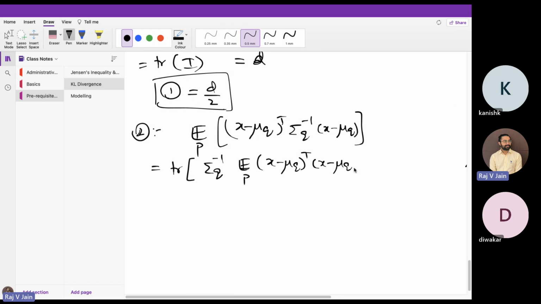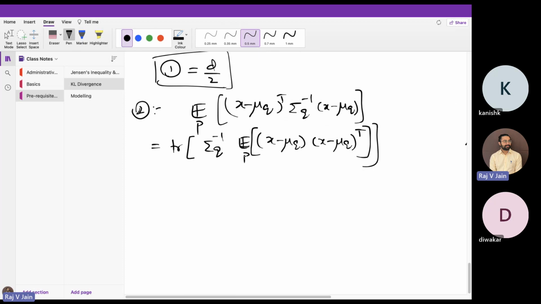Now, is this something that we know? This is the expectation and this is the trace. So this term, do we know? Can I write this as sigma P inverse? Sigma P, sorry. Yes. Are you sure?